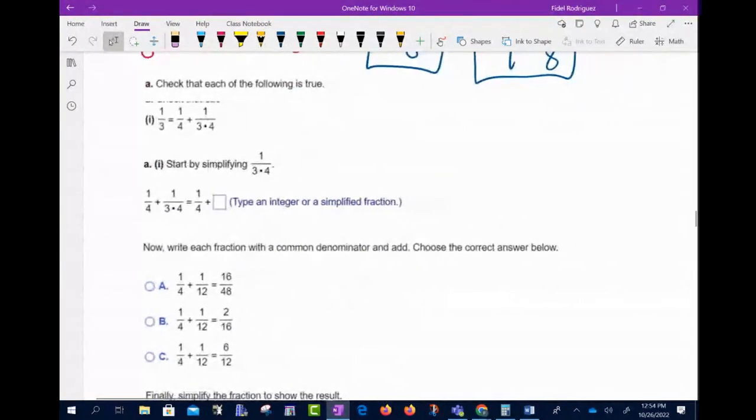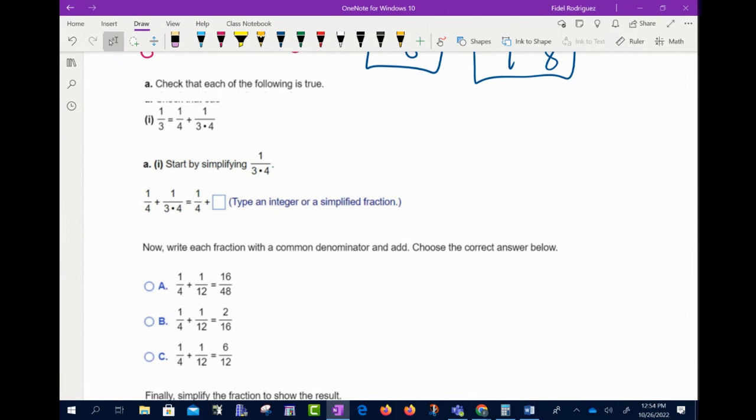Okay, so y'all, one thing I want to emphasize about this problem here, I've been using my multiplication table to find my lowest common denominator, okay? But finding the lowest common denominator just means that I usually don't have to reduce my fractions too much, but we can also find other denominators that are still common, they're just not the smallest ones. And that's sort of the approach that they do in this problem. So I want you to notice the directions on this problem. It says, check that the following is true, that 1/3 is equal to 1/4 plus 1/3 times 4.